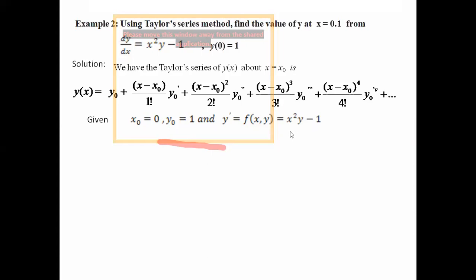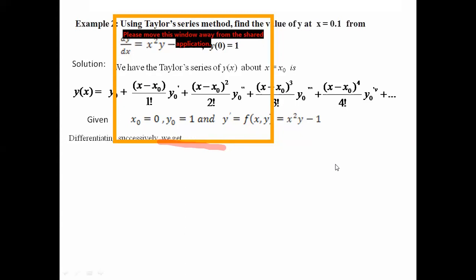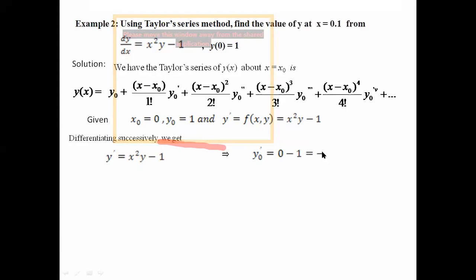Now from this y dash, find the value of y0 dash. How do we get it? In the relation, you replace x by x naught and y by y naught. But here x naught is 0. Whenever x comes there, that term is 0 because 0 into anything is 0. So this will be 0 minus 1, and y0 dash here you get as minus 1. So that is written here. This dash represents the derivative of y, that means dy by dx.